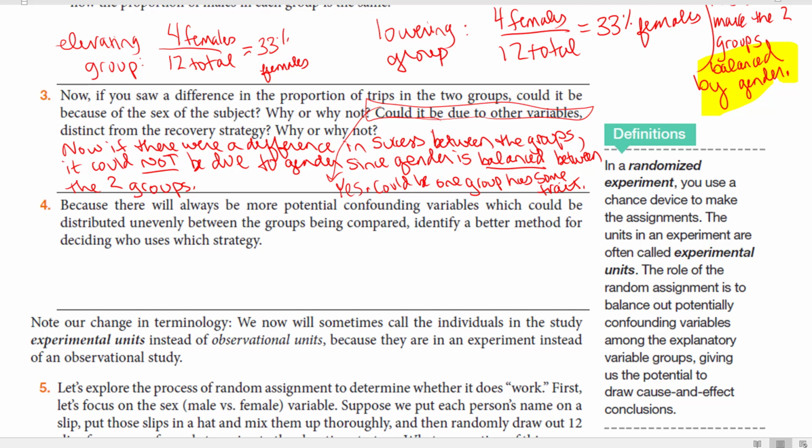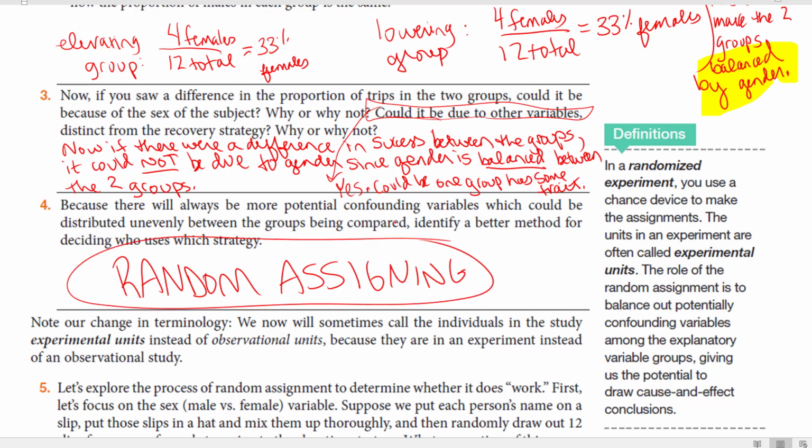So a better method for assigning people to the two groups and deciding which strategy you're going to use, elevating versus lowering, is random assignment. If we randomly assign everybody to the two different groups, like drawing from a hat basically, then I will probably not end up with all females in one group and all males in the other. If I randomly assign people to groups, it's very unlikely I would end up with all the tall people in one group and all the short people in the other group. It's also very unlikely that I would end up with all the people with a certain balance gene in one group and all the people without that gene in the other group.